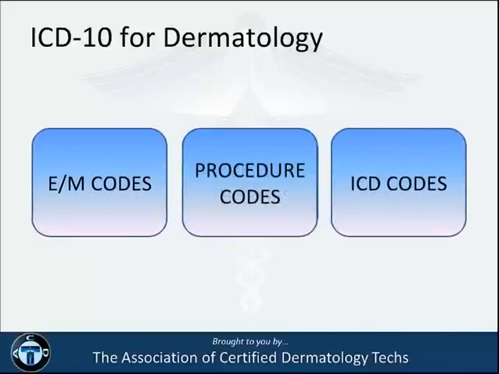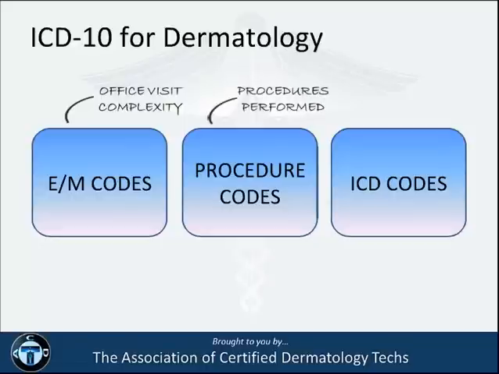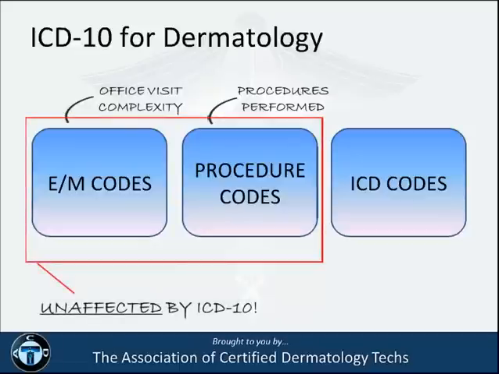They include the Evaluation and Management, or E&M codes, the Procedure codes, and the ICD codes. The Evaluation and Management codes indicate the complexity of the office visit, and the Procedure codes tell insurance which procedures were performed. The good news is that technically speaking, both the E&M codes and the procedure codes are part of the larger CPT code set, and their use will not change with the implementation of ICD-10.